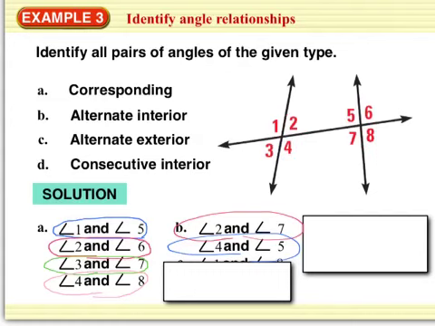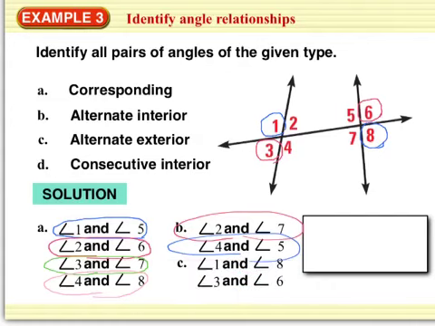Okay, let's try the next one. Alternate exterior. Okay, so the exterior and opposite sides. Exterior and opposite sides. Awesome. Okay, 3 and 6 were in red, and 1 and 8 were in blue. Try the next one, consecutive interior.